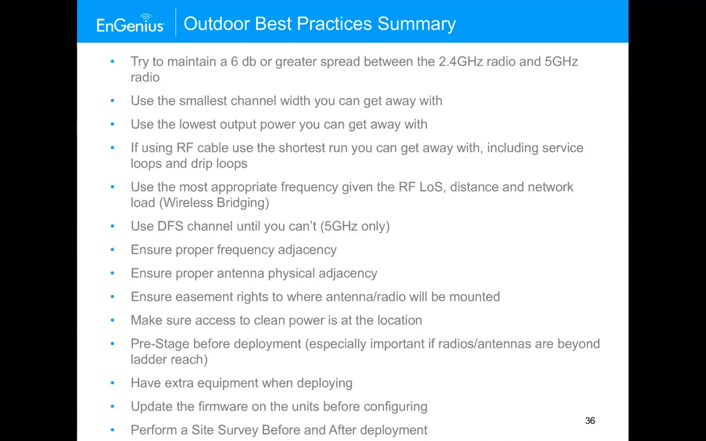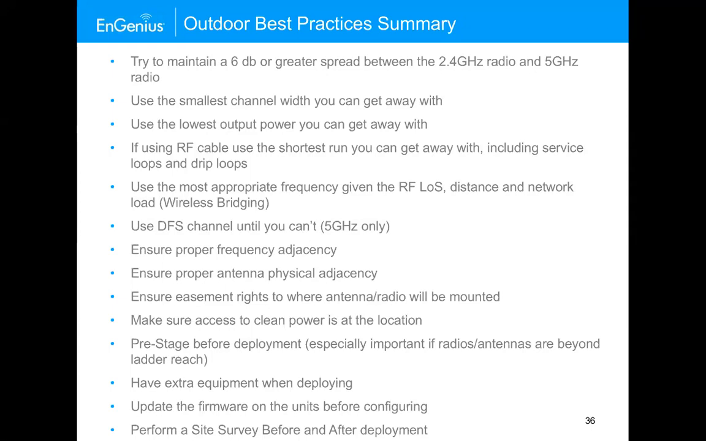Use DFS channels until you can't. So keep using those channels until you have an event, and then once you have an event, that will tell you you can't use those channels anymore. Ensure proper frequency adjacency, just like you did with the indoor ones. Ensure proper antenna physical adjacencies. So if I had a dual band antenna, let's say I have an 871, I have to get 2 antennas. So I want to make sure there's a proper separation of them.